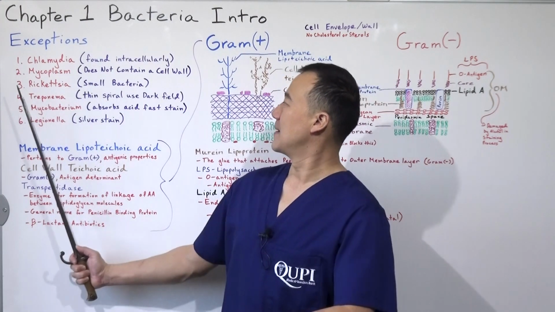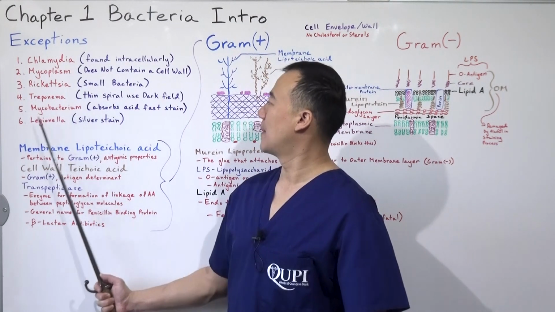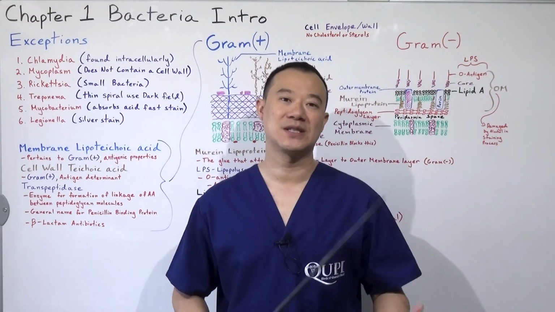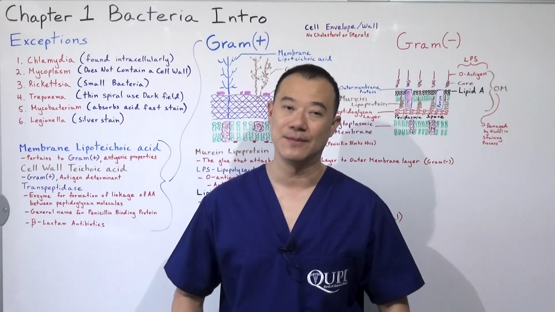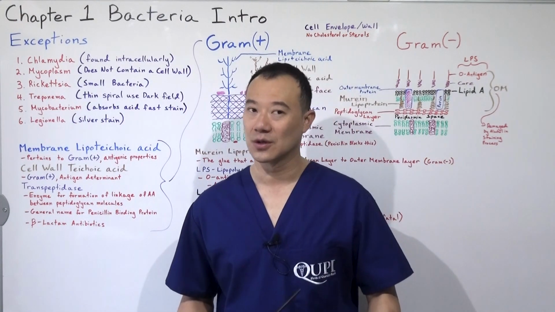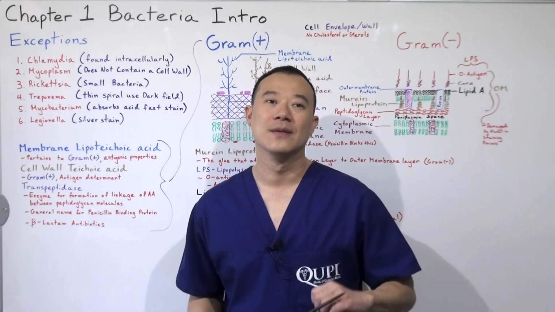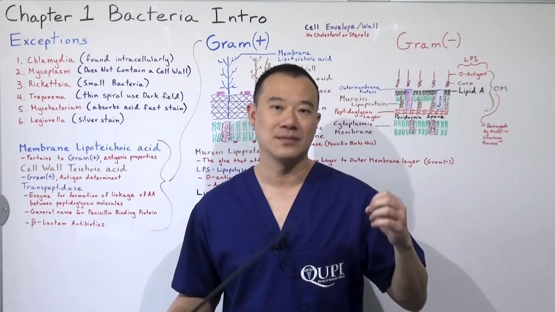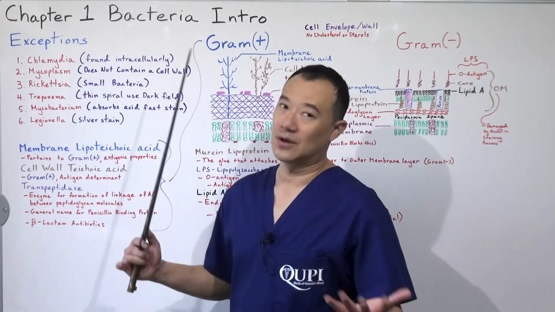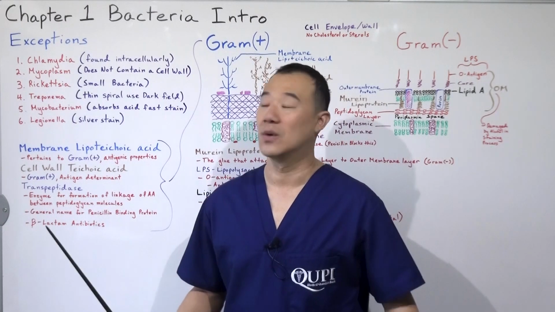Chlamydia, mycoplasma, rickettsia, treponema, mycobacterium, legionella. Chlamydia. Why chlamydia? Because it's found intracellularly, not just because it's an STD, but it's found intracellularly. And if it's found intracellularly, the bacteria's cell wall is hidden and encased by the cell, and the gram stain cannot stain the cell wall of this bacteria. Mycoplasma, it does not contain a cell wall. No cell wall, no gram stain ability to stain the cell wall because there is no cell wall.